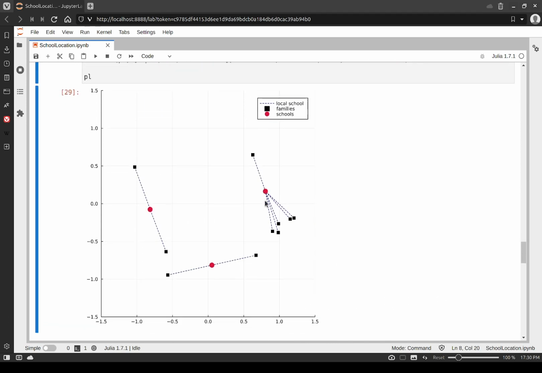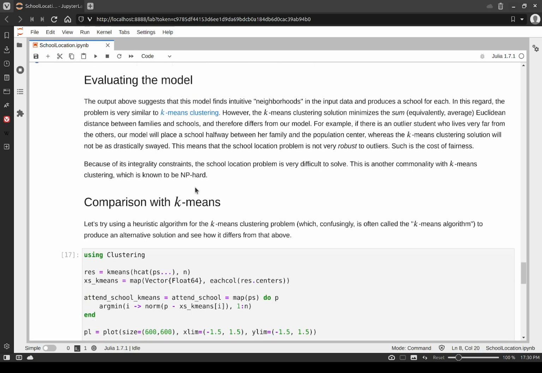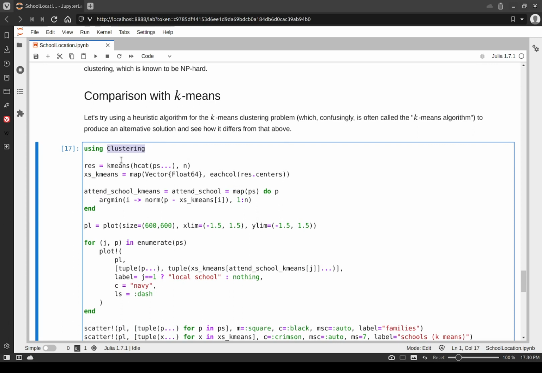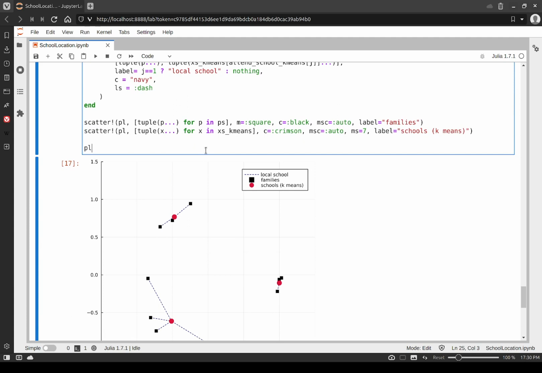However, we can also try applying k-means clustering to this exact problem and see if we get anything different. So right here I've used the clustering package in Julia. I've computed the k-means, and then I've grabbed the x's associated with those k-means. And then I repeat all the same plotting steps from above. I figure out what school everyone's going to, and I generate the same plot.